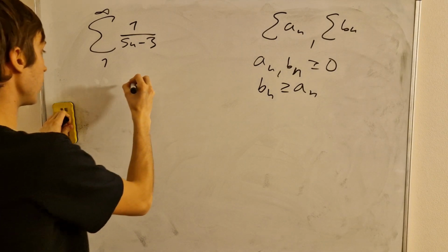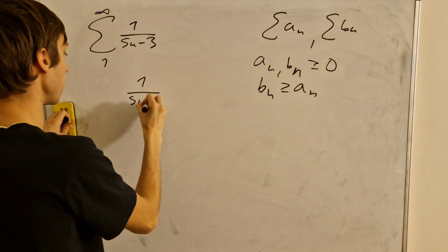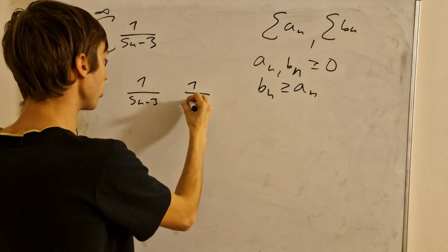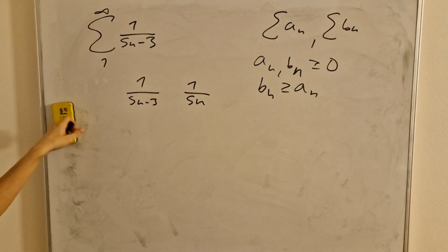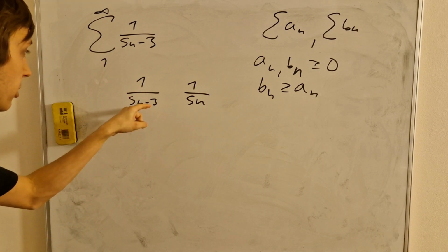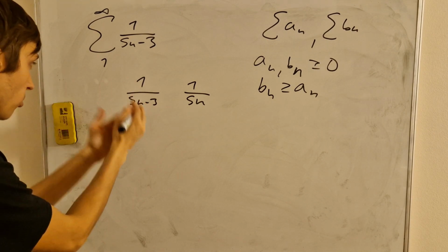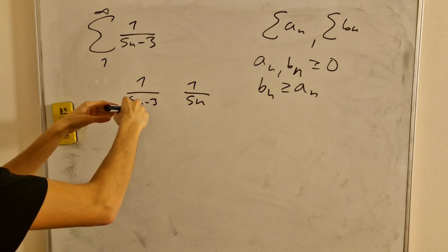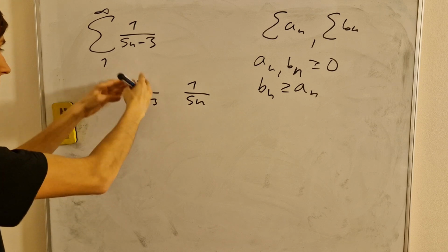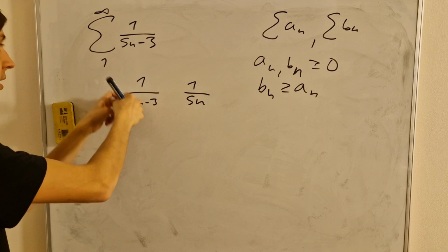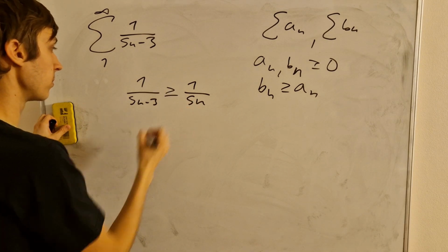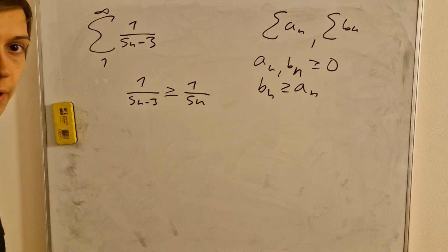We have 1 over 5n minus 3. A simpler series I would think of is 1 over 5n. And why do I want to think of it? Well, I think that 5n minus 3 in the denominator makes the denominator itself smaller, but makes the whole value of each term bigger. And so this should be bigger or equal to 1 over 5n.